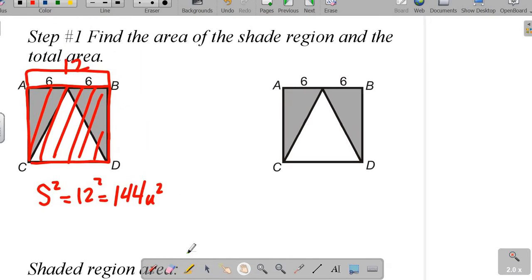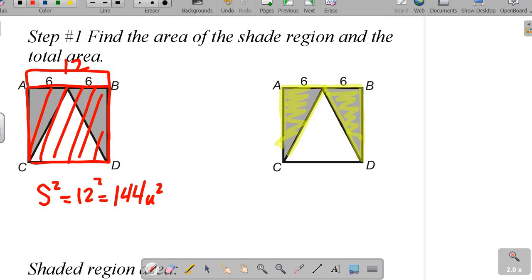The shaded region, you could either do it where you do what's called negative space. You find the area of the whole thing, you find the area of this, and then you subtract. That's called negative space. Or you can do what's called positive space, where we just see each of these individually and we add them together. Really doesn't matter which way you go.